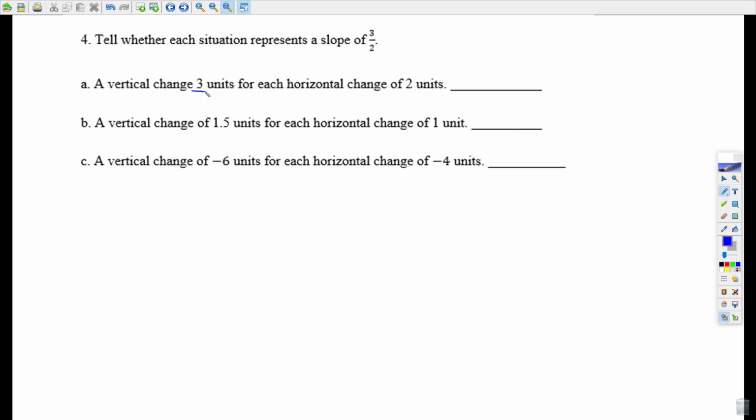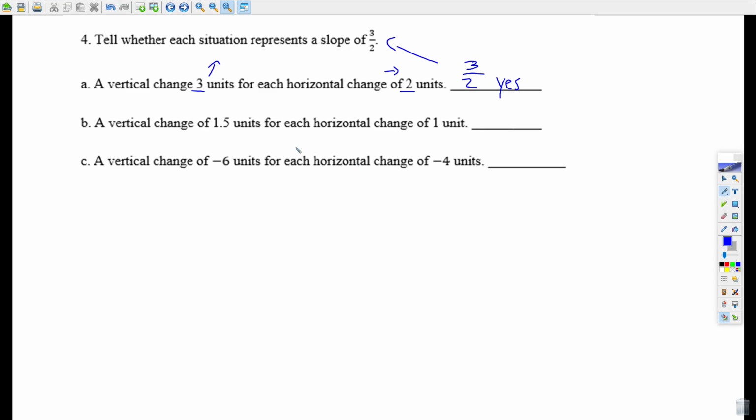A vertical change of 3 units for each horizontal change of 2 units. Remember, it's rise over run. So your first one should be a vertical change. It's saying to go up 3 and then a horizontal change of 2. So as a slope, that would be 3 over 2. See, they match perfectly. So is it the same slope? Yes. I don't know if you're supposed to write yes, but it seems like you should, since it says tell whether each one represents the slope of 3 over 2.